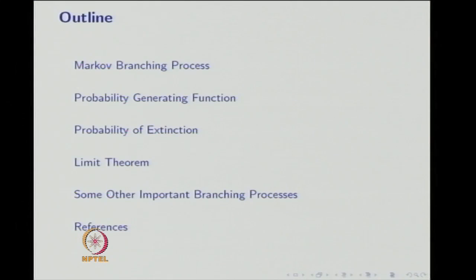This is lecture 2. In this lecture, we are going to discuss the Markov branching process. This is a very important branching process of a continuous type. In this, we are going to start with the probability generating function. Then we find the probability of extinction, and we discuss the limit theorem. Finally, we are going to discuss some other important branching processes at the end.